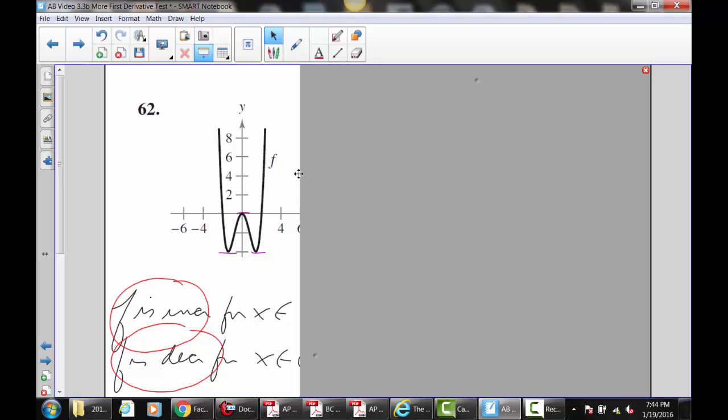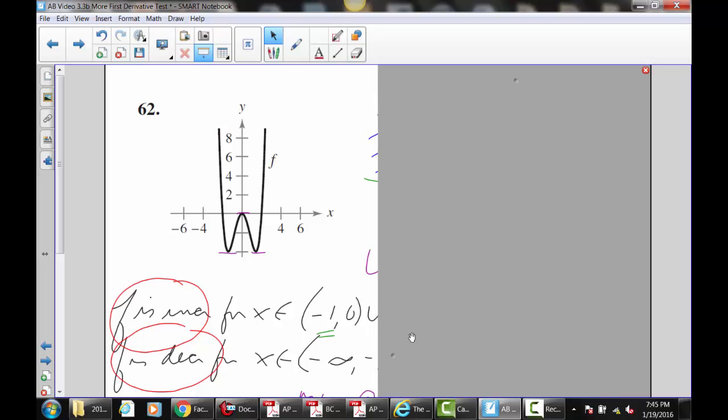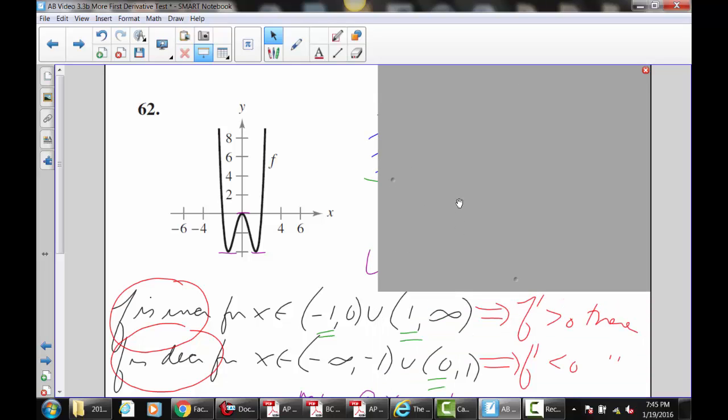62, same thing. Here's the graph of f. You'll notice that the graph of f is increasing from here to here and again from there to there. So the graph is increasing from negative 1 to 0 and again from 1 to infinity. The graph is decreasing from negative infinity to x equals negative 1, and again from x equals 0 to x equals 1. Remember, when f is increasing, f prime is positive in that interval. When f is decreasing, f prime is negative.